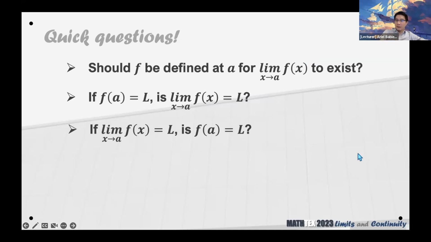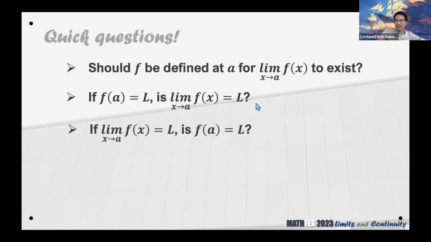No. As shown by the previous example, the function is undefined at -3, but still we have a limit as x approaches -3. So pwede pa lang undefined. Next question. If the function value at a is L, is the limit of the function as x approaches a also L? Yes or no?